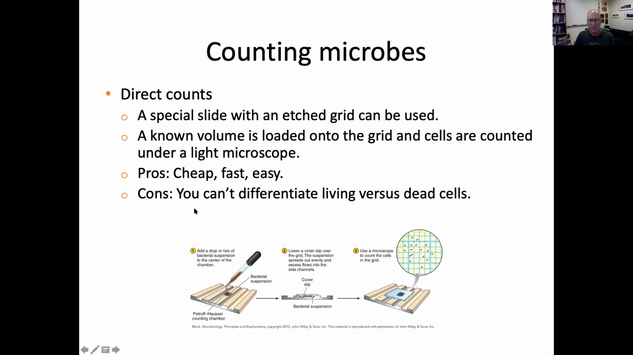Another big problem is that you can't differentiate living cells versus dead cells. And if that matters to you, and it often does, then all you're seeing is essentially cells there, so you don't know whether they're alive or dead. All right, so direct counting with bacteria is a challenge.